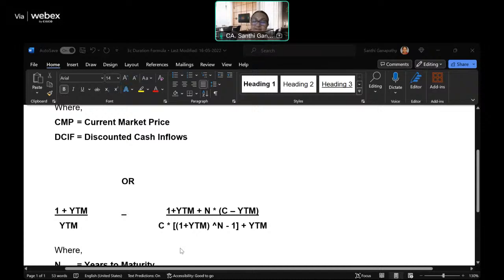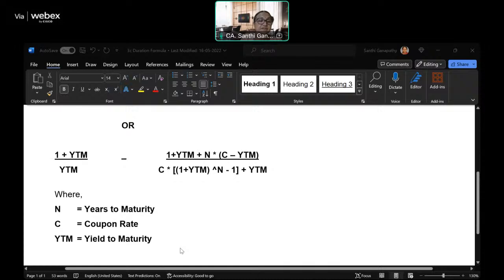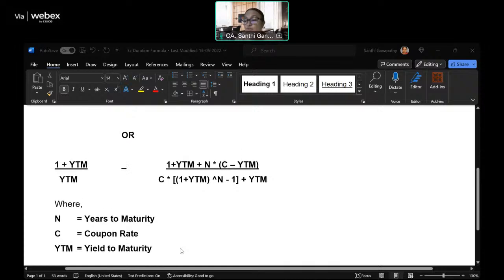1 plus YTM. YTM stands for, of course, yield to maturity. Then C stands for coupon rate. And N stands for years to maturity. Now you find that in the formula, there are just three terms: N, C, YTM. That is, the formula does not consider early repayment, part redemption. So that cannot be used in such a situation.